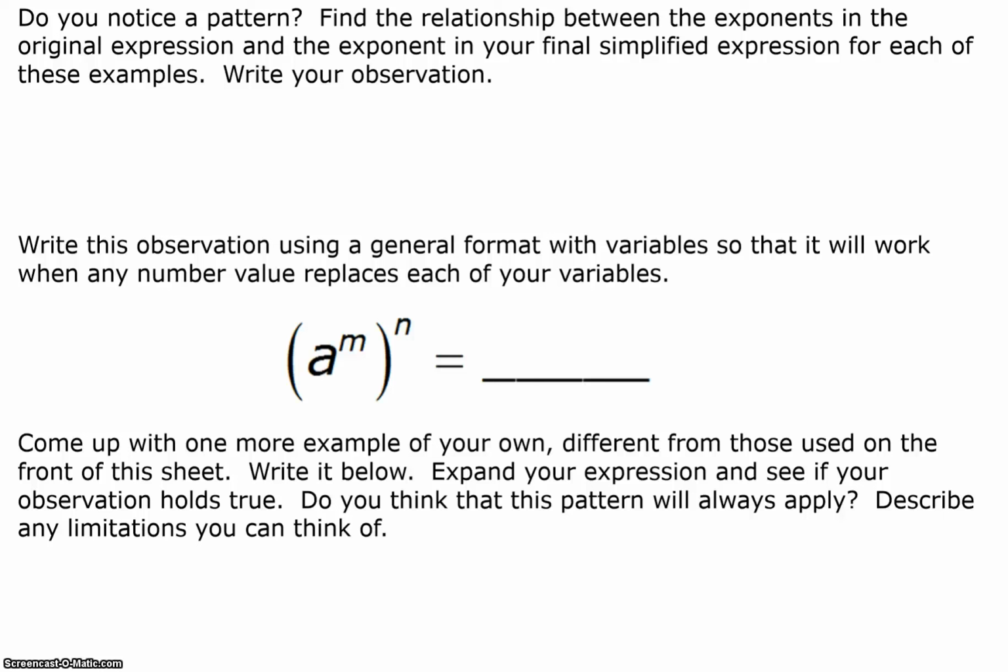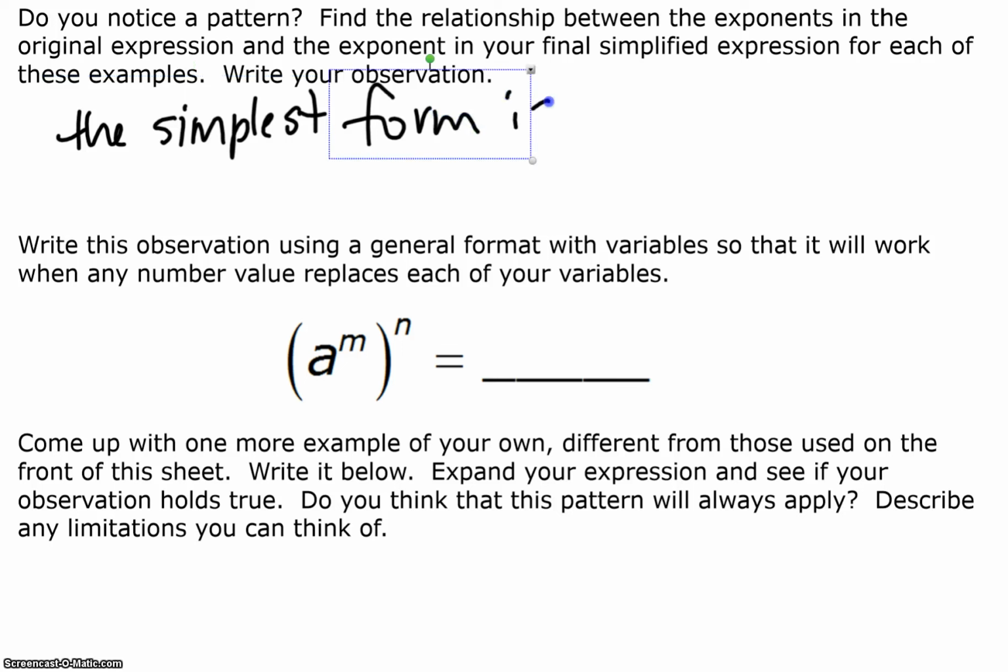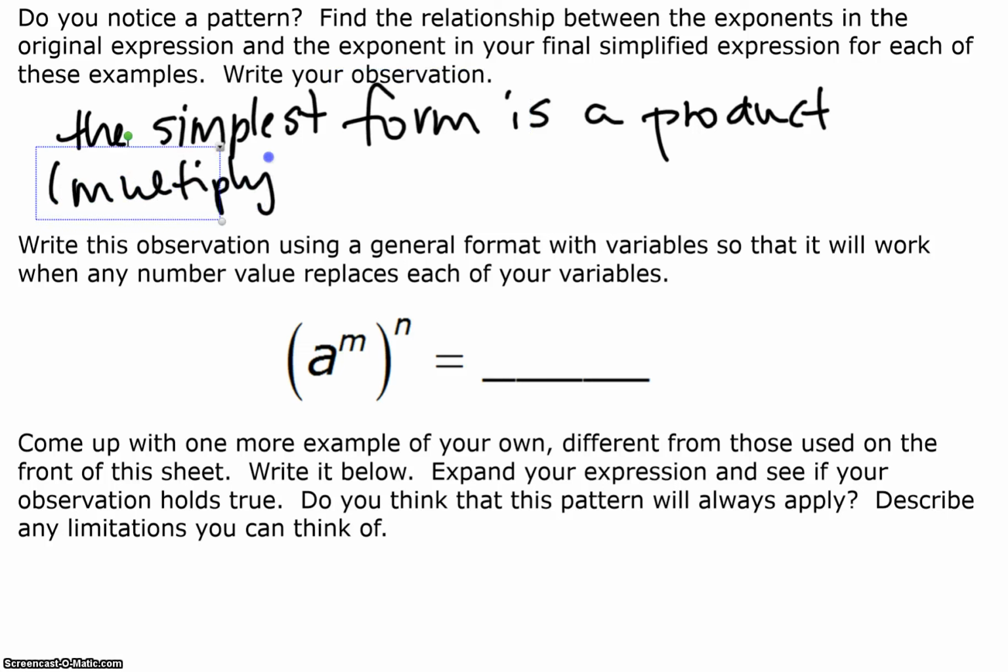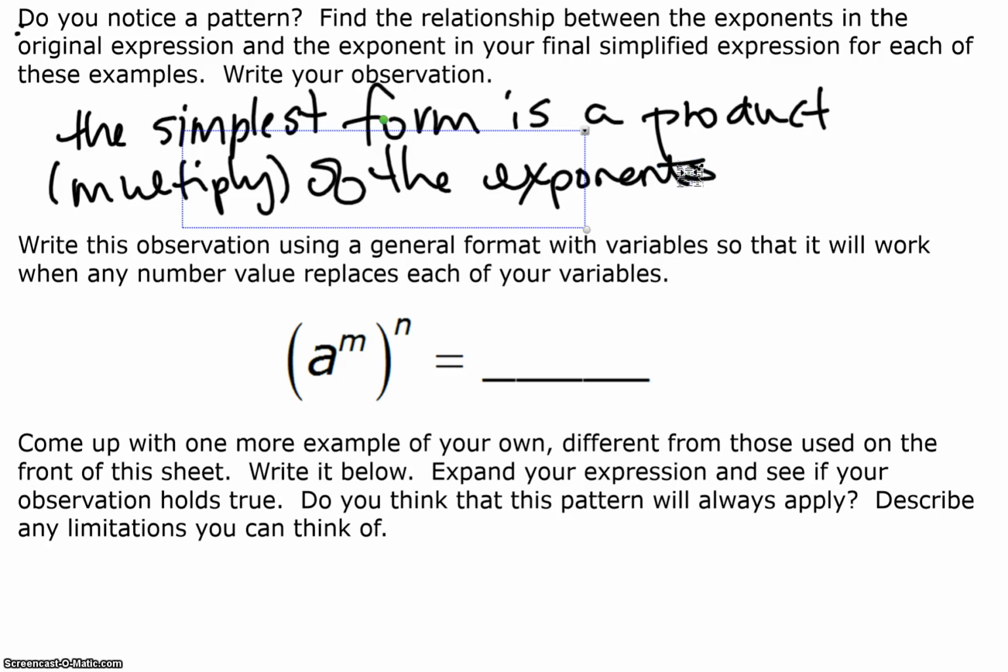The observation is the exponent in simplest form is a product, that means multiply, of the exponents. So what that means as a rule is A to the M times N. You can write your own example if you want.